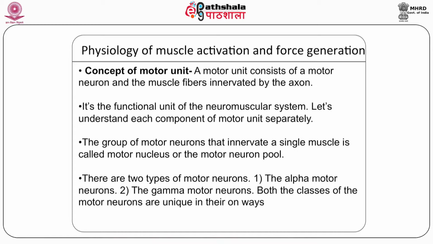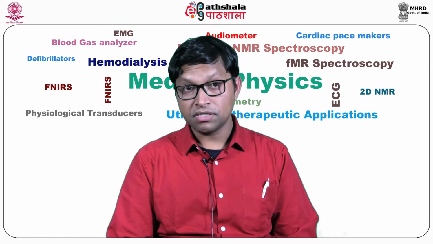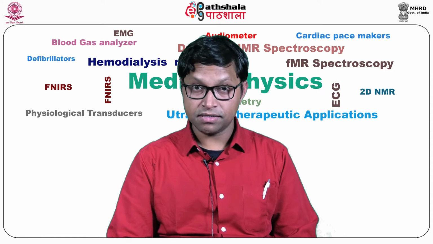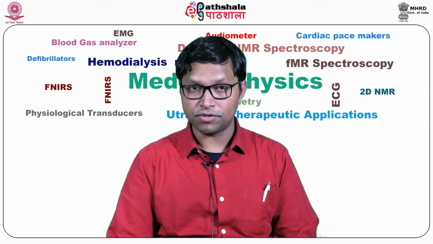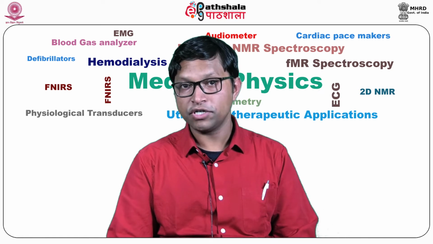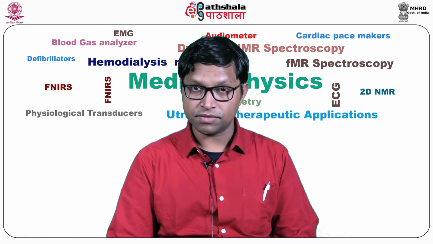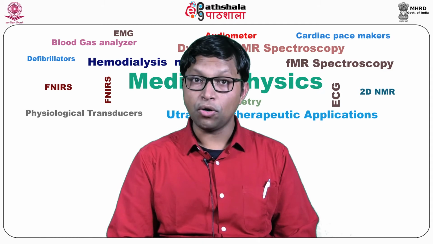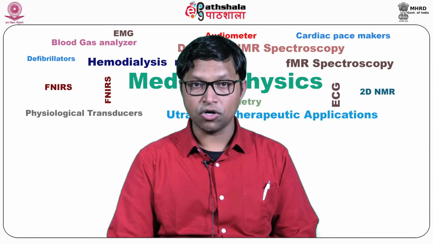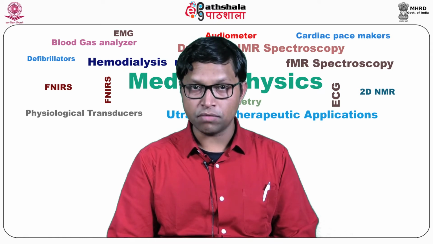The group of motor neurons that innervate a single muscle is called motor nucleus or the motor neuron pool. There are two types of motor neurons, the alpha motor neurons and the gamma motor neurons. Both the classes of the motor neurons are unique in their ways. The alpha motor neurons are like the alpha males, big and innervate lots of extrafusal muscle fibers, whereas the gamma motor neurons are smaller than the alpha motor neurons, which innervate mainly the intrafusal muscle fibers. From the motor neuron pool, all these neurons come out from the ventral column of the spinal cord.